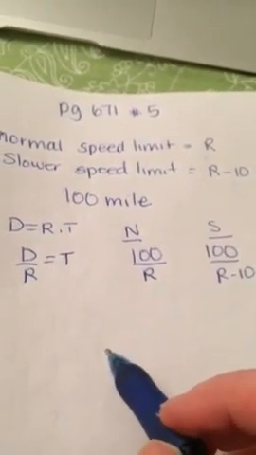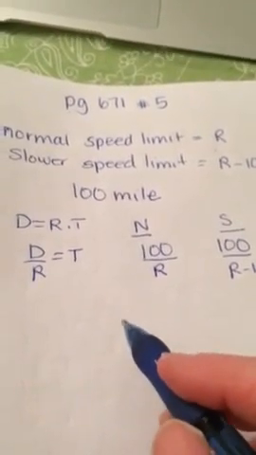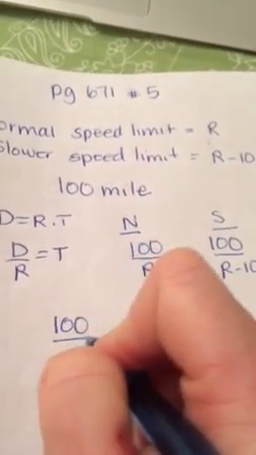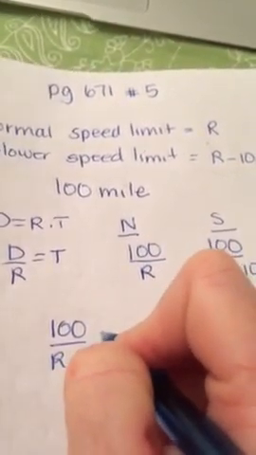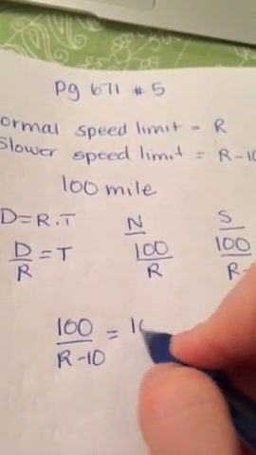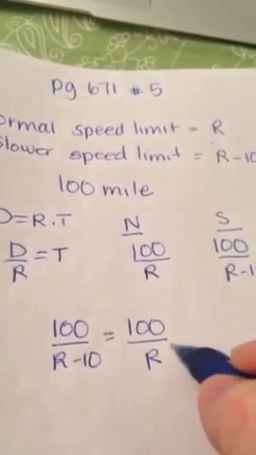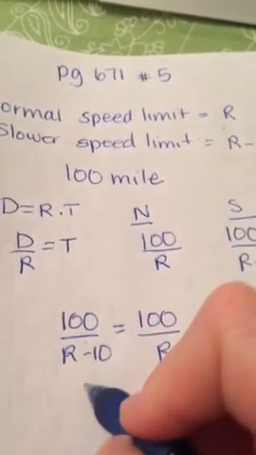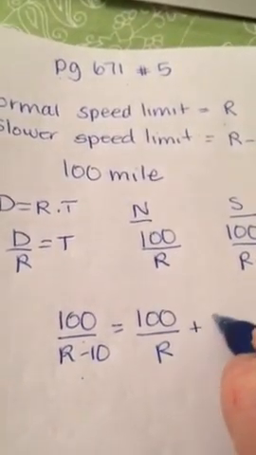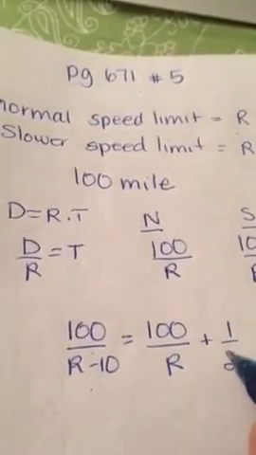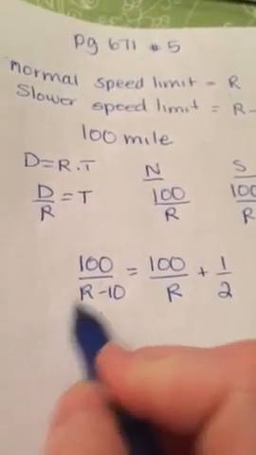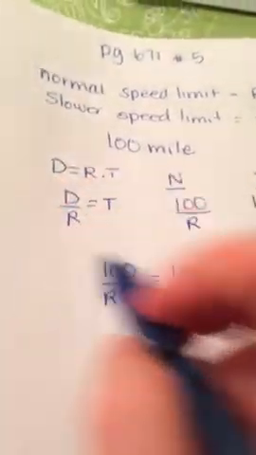Okay, so now we go back to the question, and it says, if the speed limit is decreased, so the slower speed limit, then compared to the normal speed limit, it would take a half hour longer going at the slower speed. So I'm going to add 1/2 to this equation to balance the equation. Okay, so now it's a rational equation.